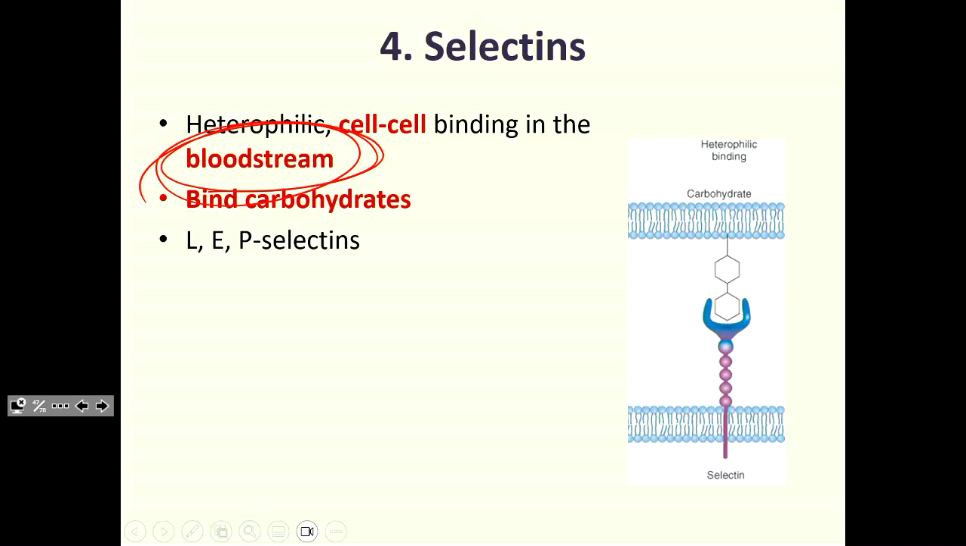Protein binding to carbohydrate. And it could be binding to the carbohydrate part of a glycoprotein on the other cell or a glycolipid, whatever. It's the glyco that is going to be bound by the selectins.